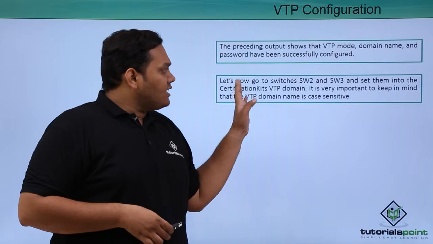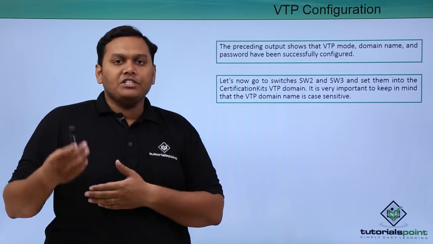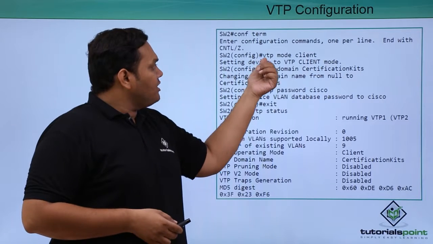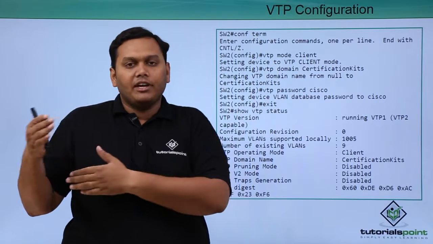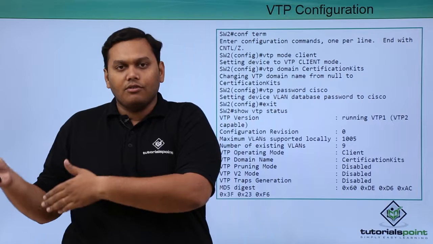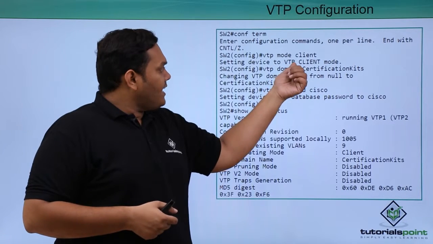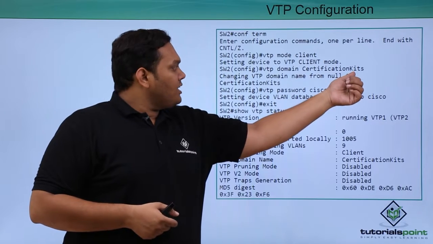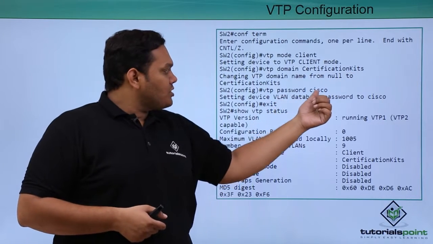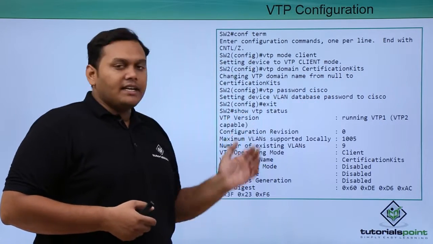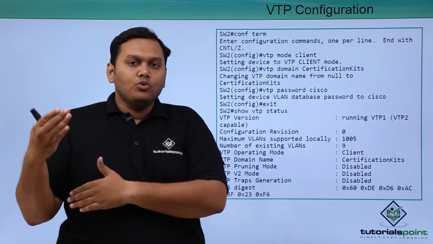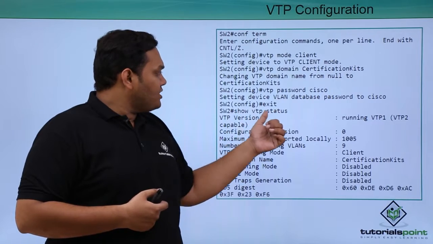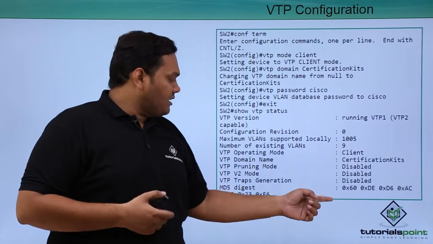So, we have to set the domain name as certification kits. In configuration terminal, we give VTP mode client, as we configured switch 1 in server mode, and here we have given client mode. The VTP domain name we have changed to certification kits and the password to Cisco. So, this is the switch 2 VTP configuration, and if you enter show VTP status, it will give the VTP status very clearly.